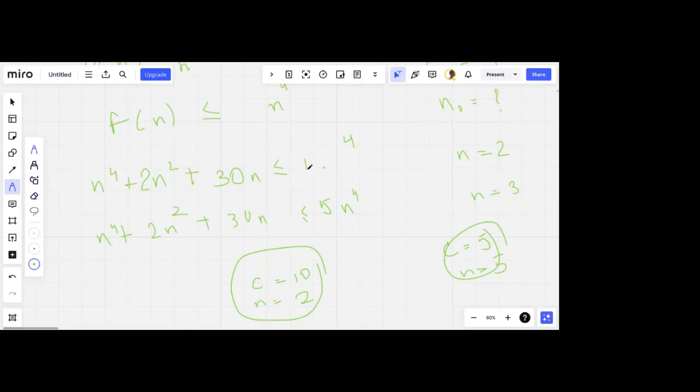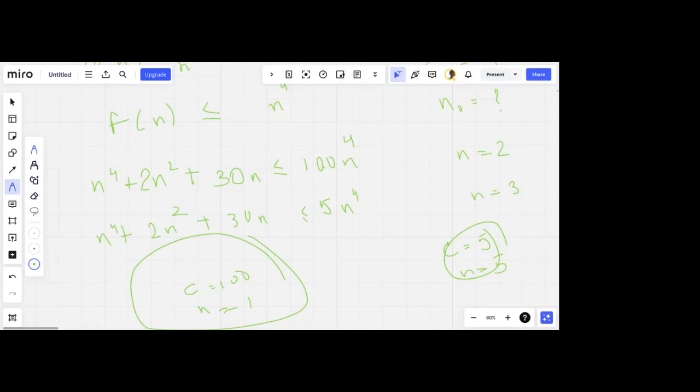And even if you don't take anything, just take c equal to 100. So this would be 100 into n to the power 4, right? So now here, when it is 100 into n to the power 4, then in this case, even for n equal to 1, it would be correct, right? This would be 1 plus 2 plus 30. This will be 32. And this would be 100. So when c is equal to 100 and n equal to 1, then also it is correct. Getting it? Clear?